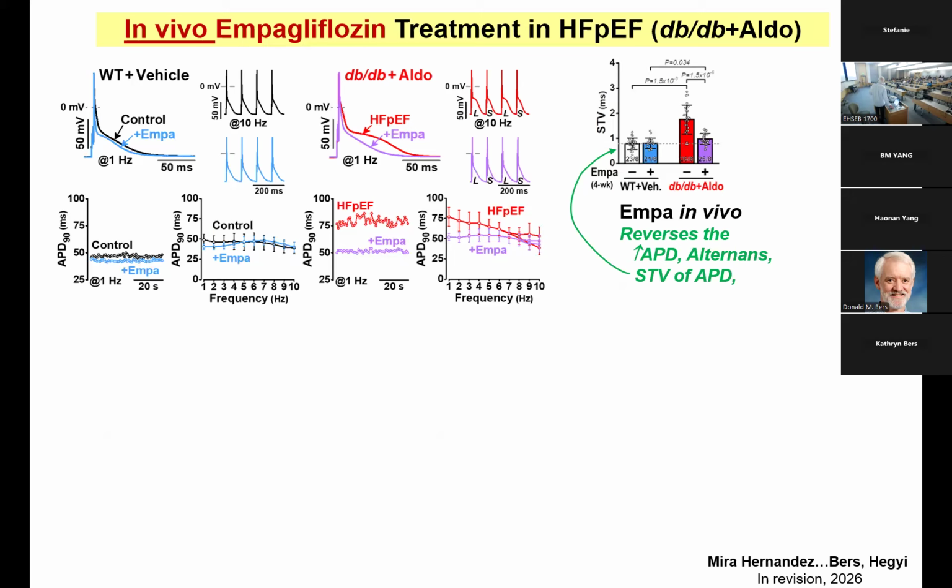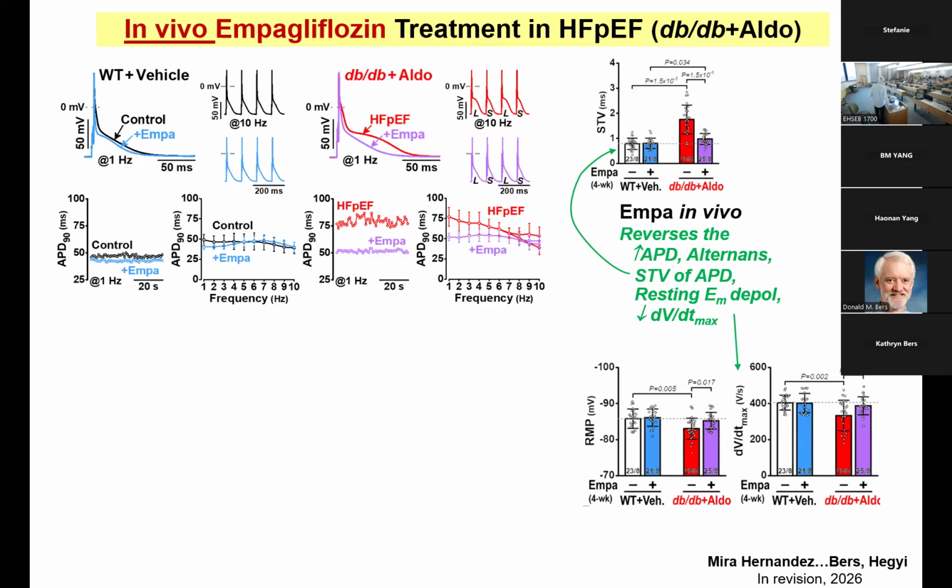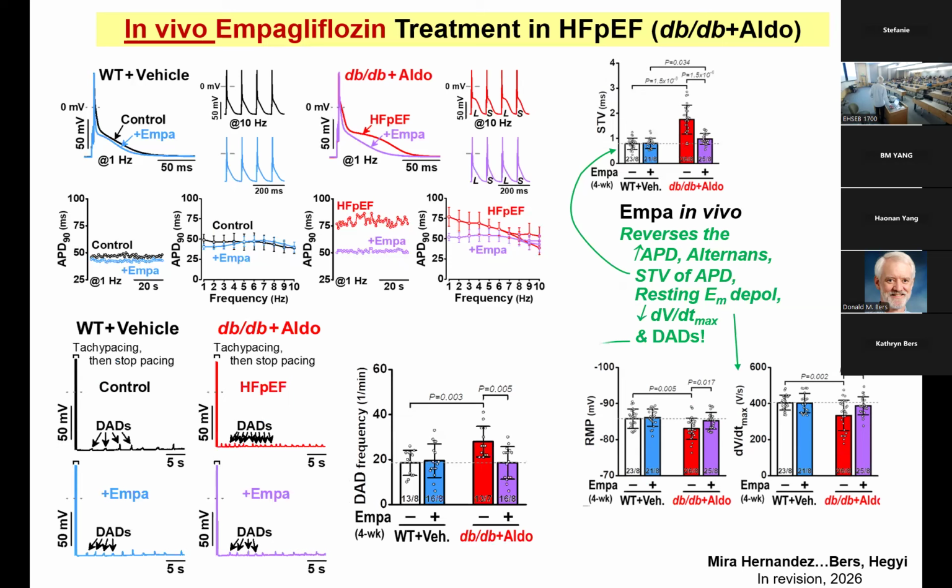You can see here the EMPA is down here and it hardly splits until the very end. And short-term variability of APD, which is shown here. So all these things are significantly or substantially improved by EMPA treatment in vivo. Resting membrane potential also becomes more negative. And consequently, for those who know about sodium channels, that may explain why the dV/dt max is faster, because the cells are probably more polarized, so more sodium channels are available.